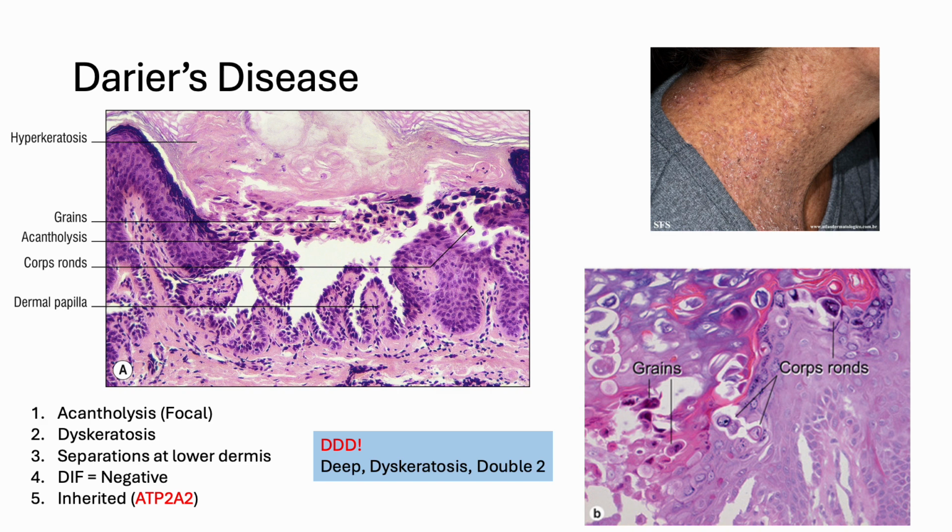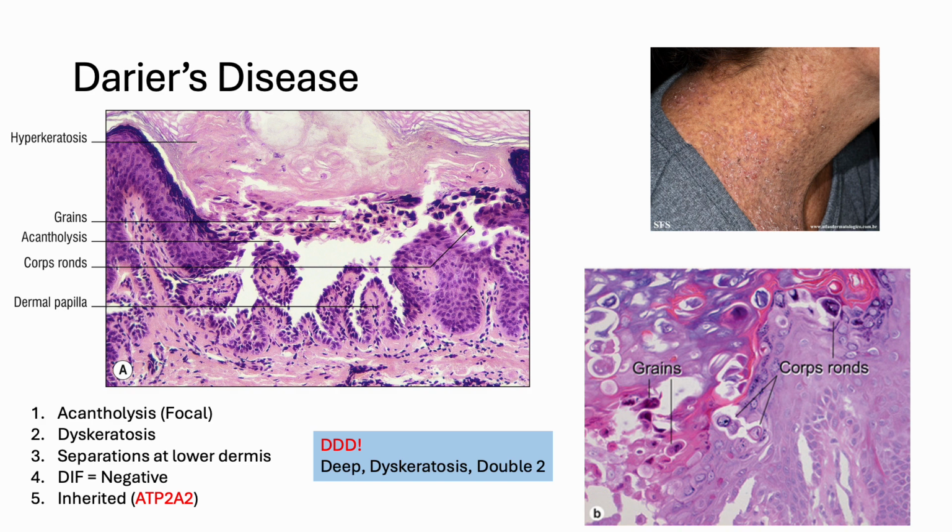Histologically, you can see in the picture there is acantholysis, meaning the cells are separating apart. It gives you the impression of pemphigus vulgaris, right? It has a separation above the basal layer, but it is not a confluent separation. It is more focal acantholysis.